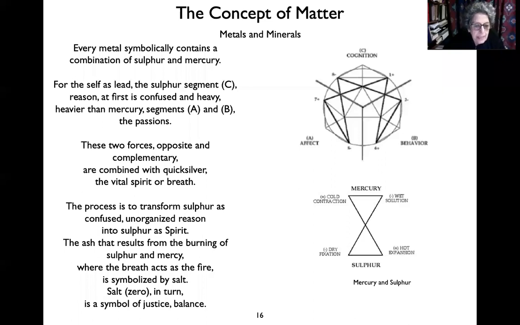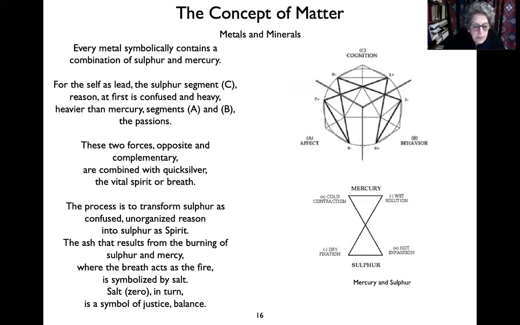For the self as lead, which is metal, the sulfur segment, reason, at first is confused and heavy, heavier than mercury, which are segments A and B, or the passions. So mercury is seen, for instance, as the passions, and sulfur is seen as our cognition. These two forces, opposite and complementary, are combined with quicksilver, which is the vital spirit, or the breath. And the process is to transform the sulfur as confused, unorganized reason into sulfur as the spirit.